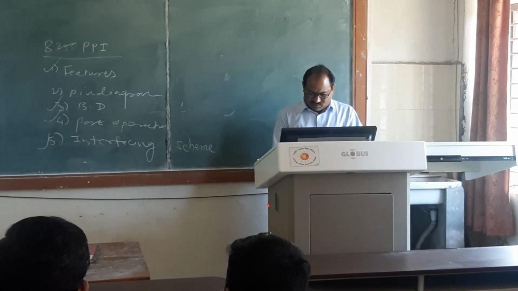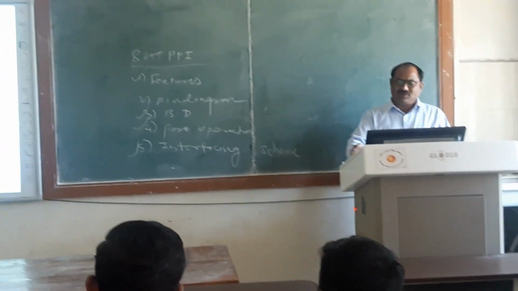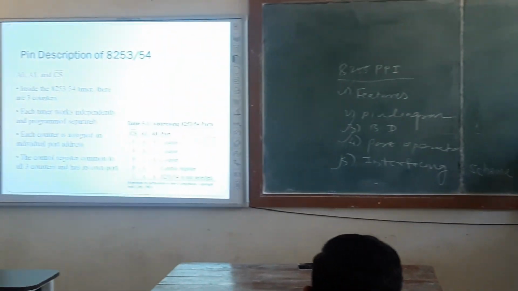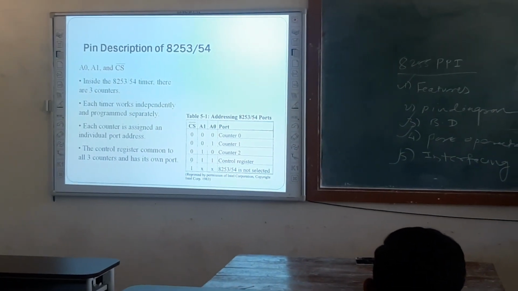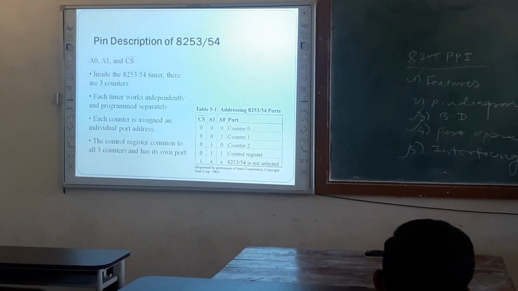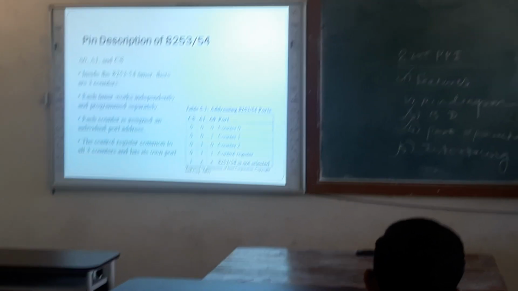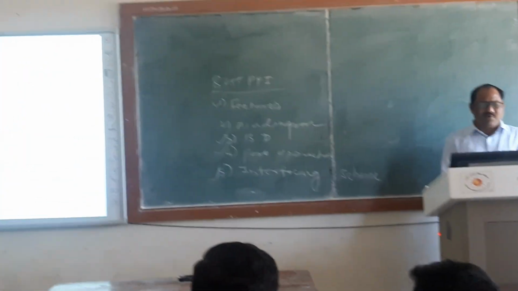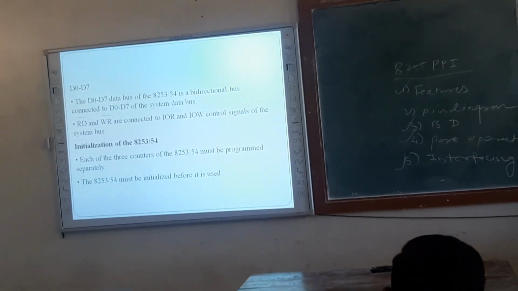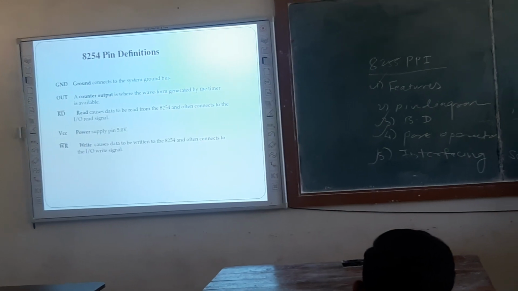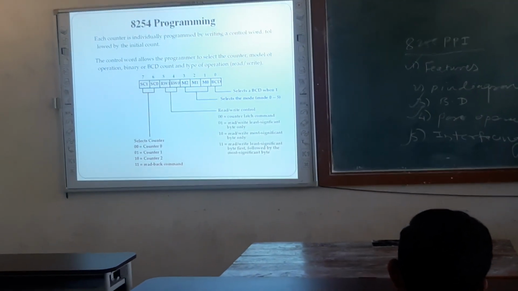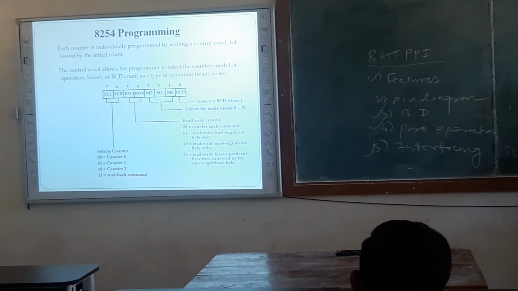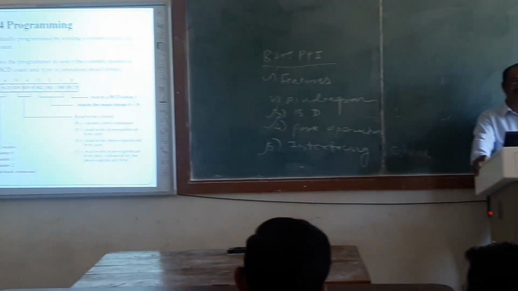Now, the operations of this, we will just discuss what each actually does. That is, when A1 equal to 0, A0 equal to 0, and CS equal to 0, counter 0, like that. Okay. Now we are going to discuss one by one the operation of the counters as well as the programming of the 8254.